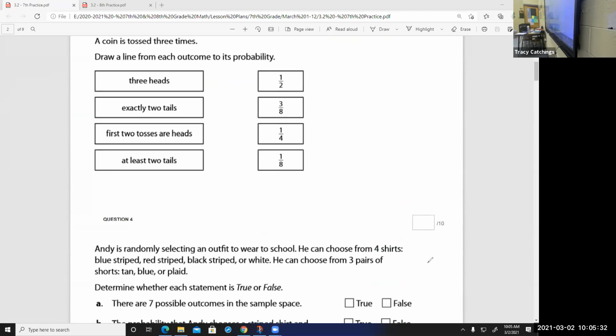All right, number 3 reads, a coin is tossed 3 times. Draw a line from each outcome to its probability. Is that something I can just think about? No. I'm gonna draw me a sample space to make sure I get those correct values. So on my first flip, what are my options? Heads or tails. They told us we got a coin.